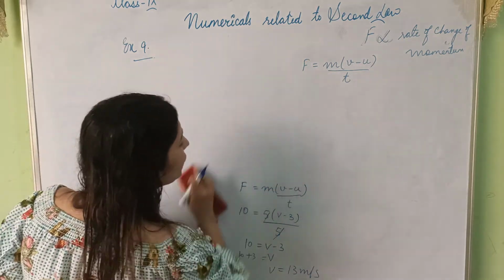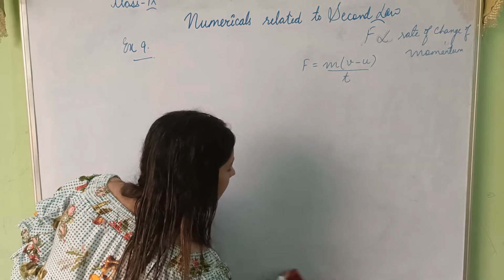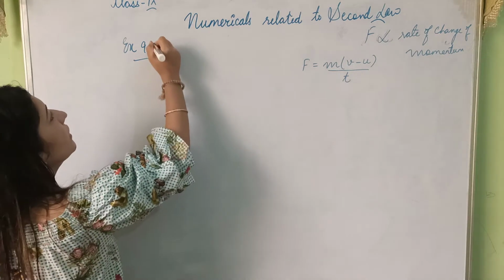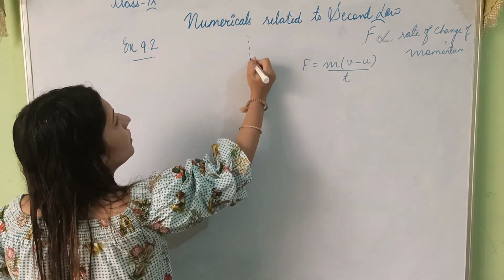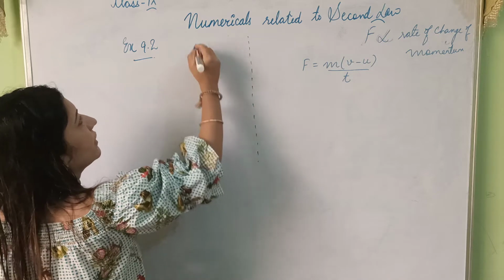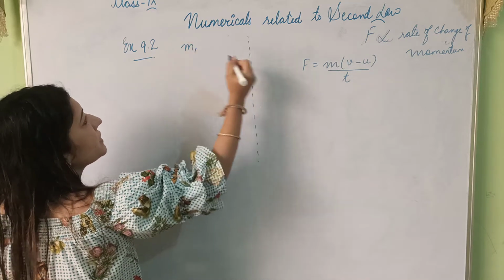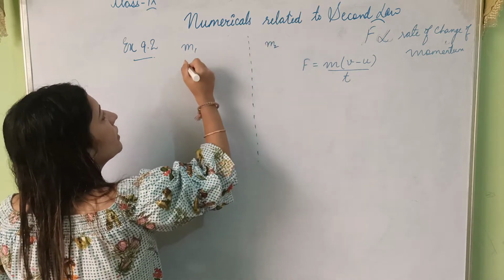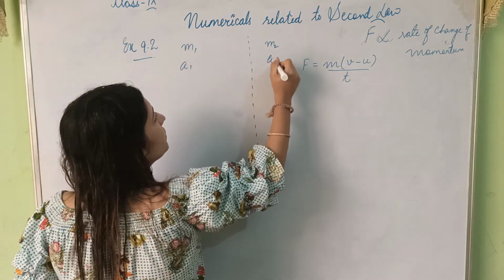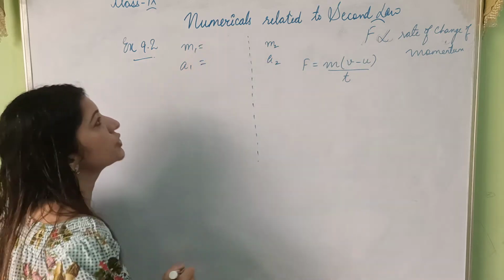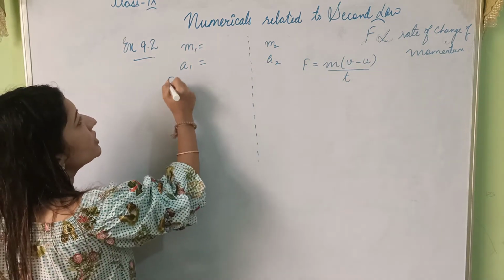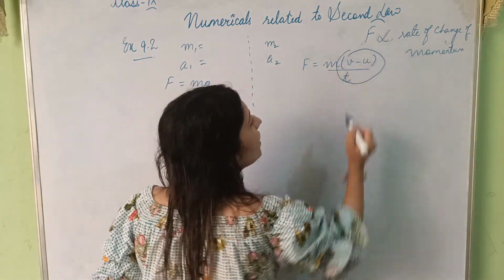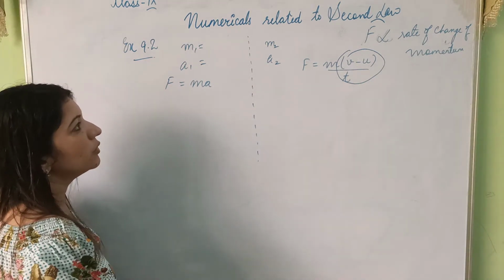In example 9.2, you need to calculate the force applied in two cases. Two cases are given to you and you need to find in which the force applied is greater. We have two masses m1 and m2, we have two accelerations a1 and a2, and we need to find out the force in both the cases. Now F is also equal to m into a. Since acceleration is given, I can apply F is equal to ma.